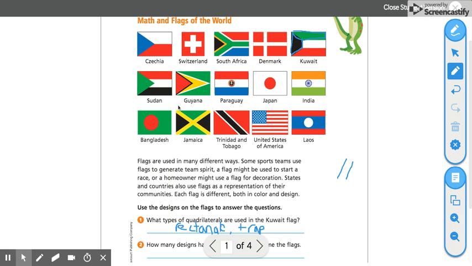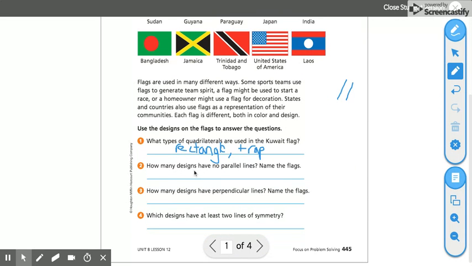So I think we had 1, 2, 3, 4 that do not have parallel lines. I'm not going to name the flags just because the writing is a little tricky on here, but 4 of them did not have parallel lines.